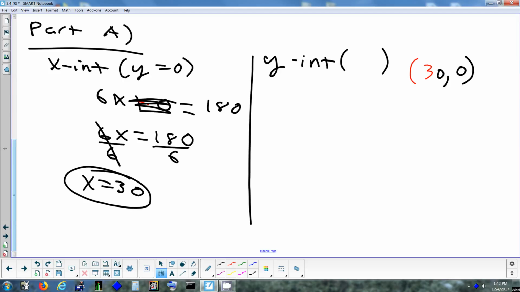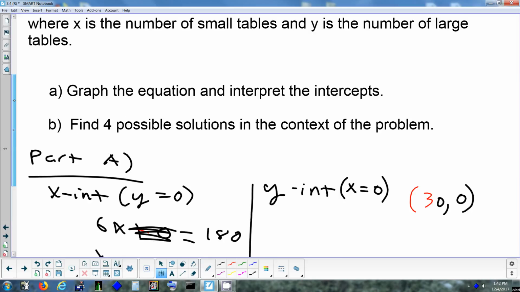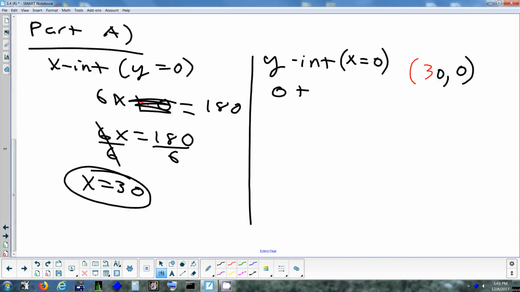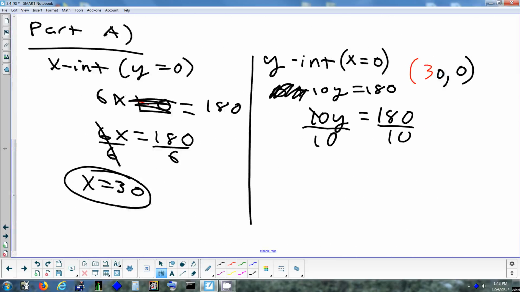Okay, how do I do the y-intercept? Plug in 0 for x. Good job, Noah. So 6 times 0 is how much? 0. 0 plus 10y equals 180. So just 10y equals 180. Right, so the 0 is gone. Divide both sides by 10. 18.